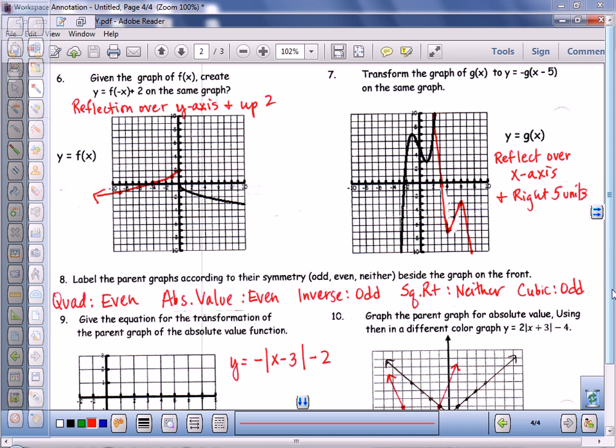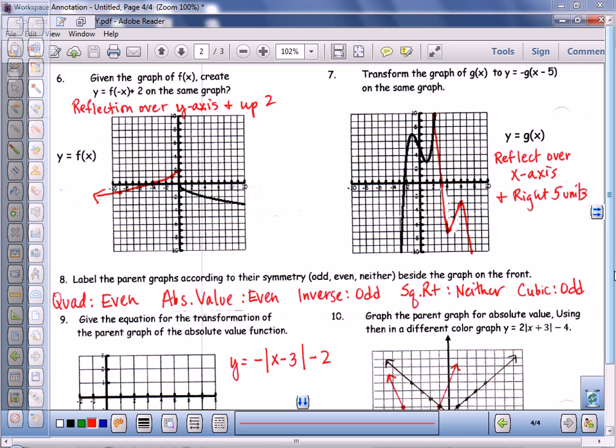So, how do we know it has even symmetry? It reflects over the y. How do we know it has odd symmetry? Rotational symmetry about the origin of 180 degrees. Very good.